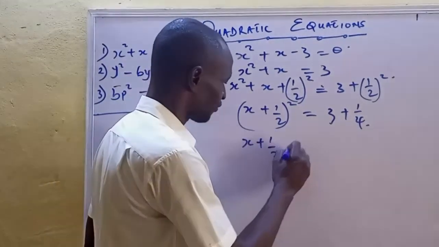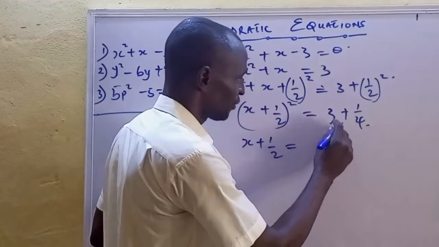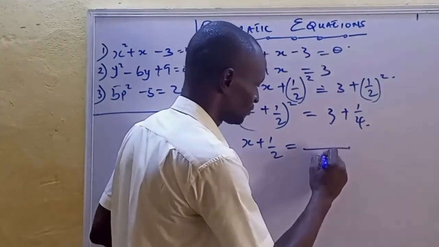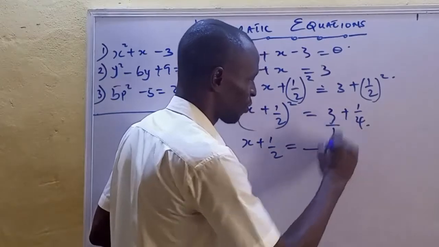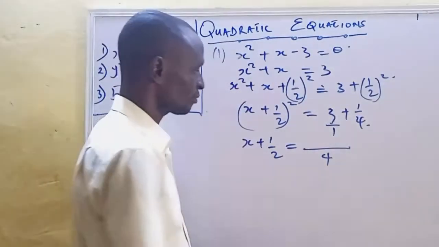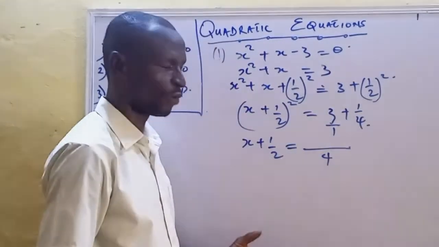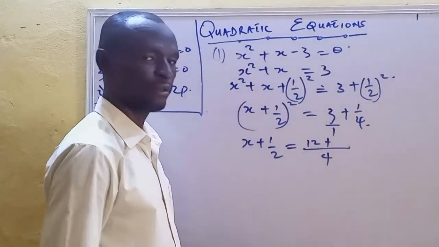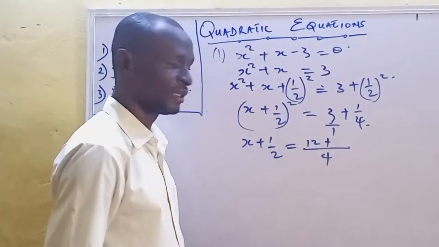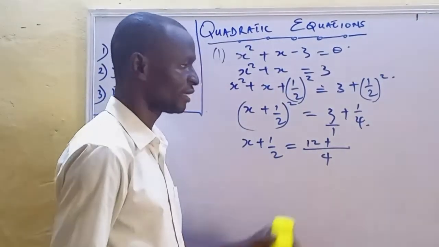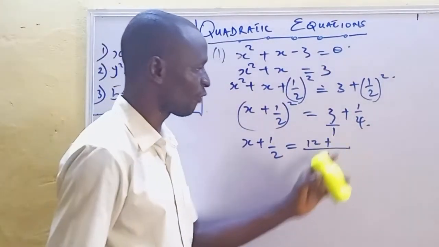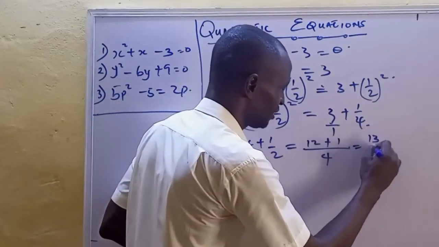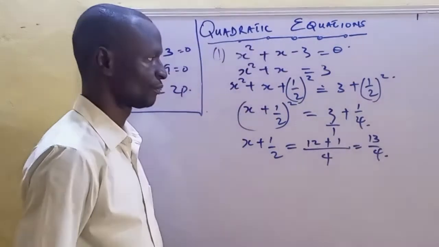x plus half all squared is equal to 3 plus 1 over 4. This is as good as 3 over 1. 1 in 4 is 4, times 3 is 12. 1 in 4, 4 in 1 is 4. 4 in 1, 4 in 4 is 1, times 1 is 1. That's 13 over 4.